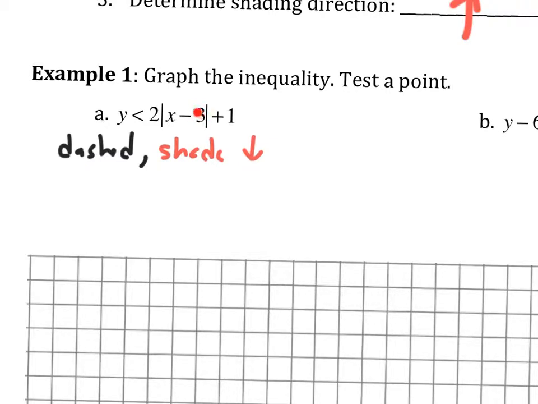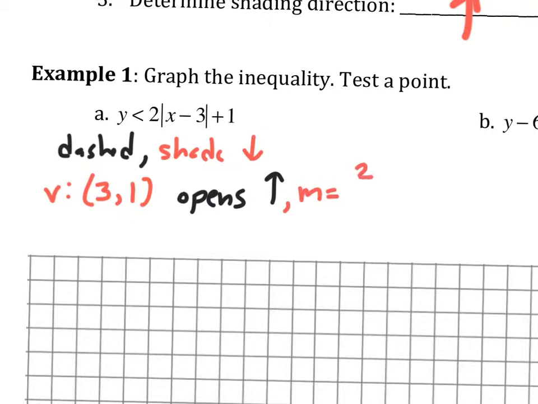Next, I need to figure out where to begin. Well, remember I take the opposite of what I see inside. So my vertex is going to be at 3 and positive 1. That tells me where to begin. And let's see. Right in front there is a positive. So that means it opens up. In other words, it's a V shape, not a rooftop. And lastly, my slope is 2 over 1.